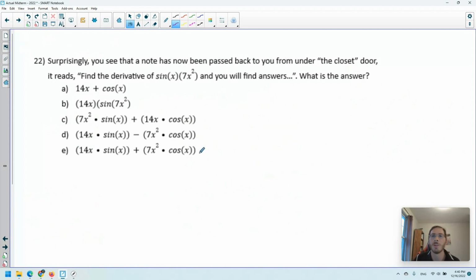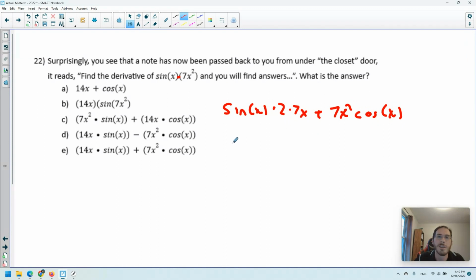22, surprisingly, you see a note that has now been passed back to you from under the closet door. It reads, find the derivative of sine of x times 7x squared, and you'll find answers. What's the answer? Well, that's a multiplication. Multiplication means we're doing the product rule. So product rule is first times the derivative of the second. So sine of x times 2 times 7 times x plus the second, 7x squared, times the derivative of the first, cosine of x. This is 14x sine of x plus 7x squared cosine of x.